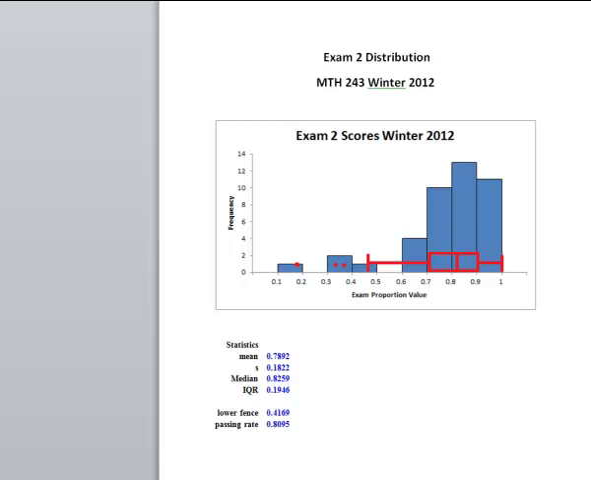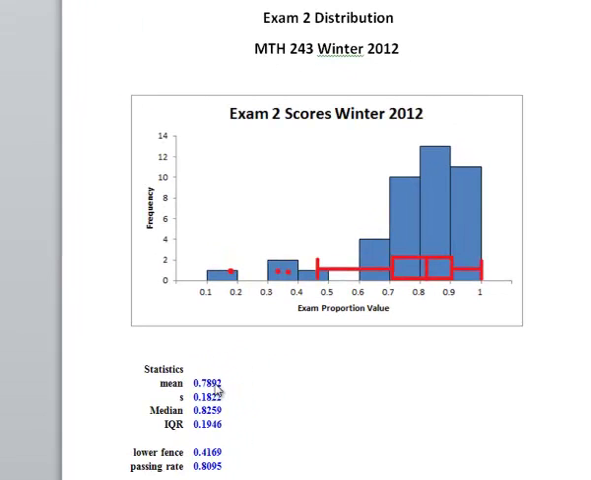Now let's look at the sampling distribution of the mean. So again, this is the winter results. I can see the distribution is left skewed. My mean is 78, almost 79%. My standard deviation is 18%. I want to make matters easy for myself. So let's just say for the moment that the true sample average is 80%, and the true standard deviation is 20%. So let's create a model based on this.